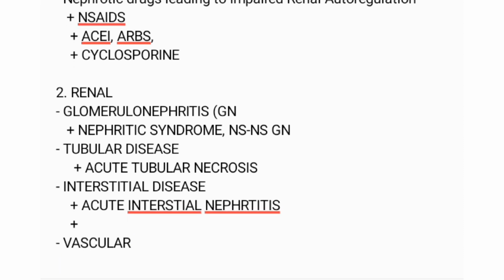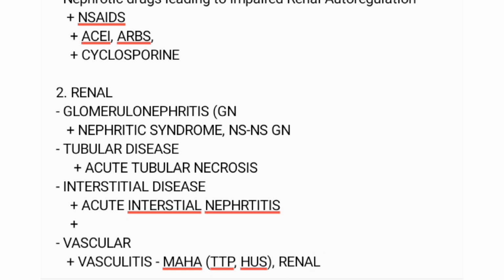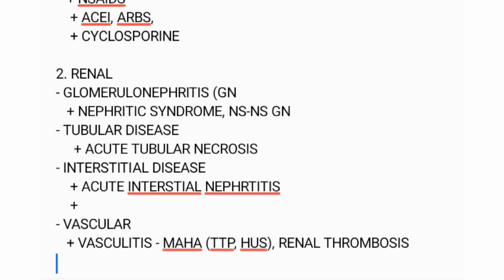So under vascular, you can have vasculitis. Then the other thing you have to know, we can also have microangiopathic hemolytic anemia, such as TTP and HUS. Those can fall here. Then you can also have renal thrombosis under the same vascular causes. Okay, then that's all on the renal causes.